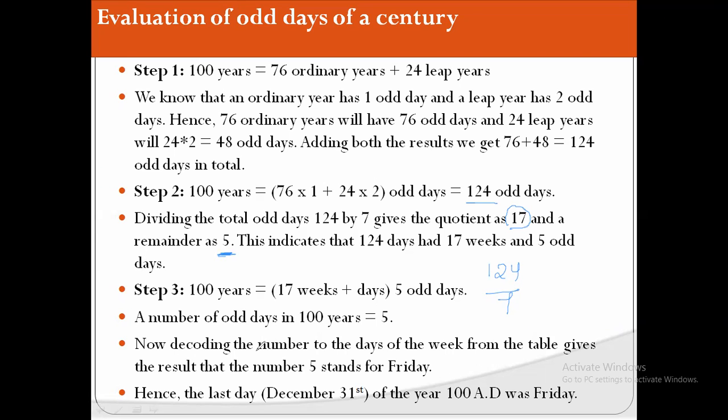So 5 odd days means, now decoding the week: we already know that 0 is Sunday, 1 Monday, Tuesday, Wednesday, Thursday, and Friday. 5 means Friday. Hence the last day, December 31st of the year 100, was Friday. Like this, we can calculate the days in a particular calendar.